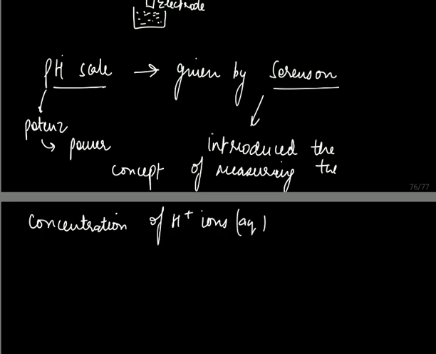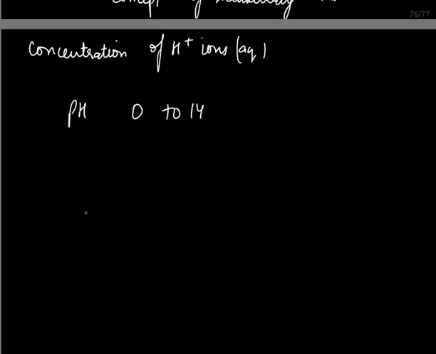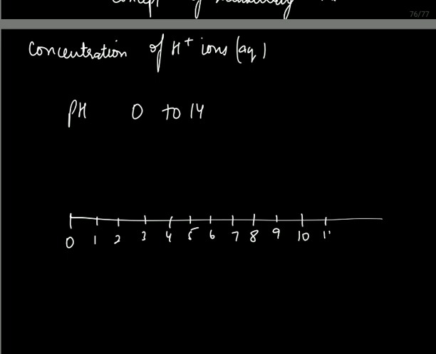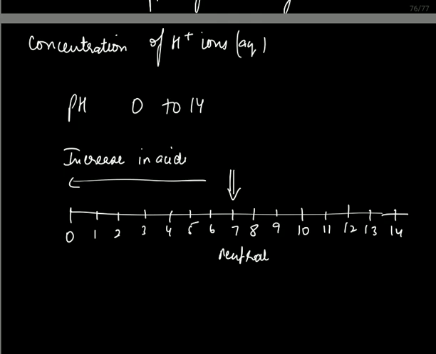So we are talking about the power of hydrogen, H standing for hydrogen, in any kind of solution. So the pH scale, we know, varies from 0 to 14. Over here, let's say we draw a scale from 0 to 14. Now, this is the 7, right? So this is near to neutral. If we go this way, the acidic character is increasing. And if we go this way, basic character is increasing.